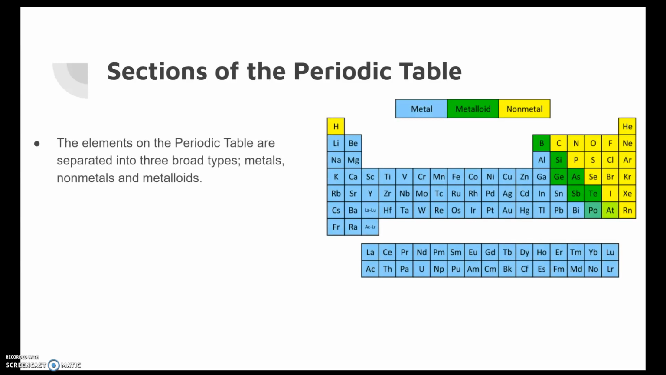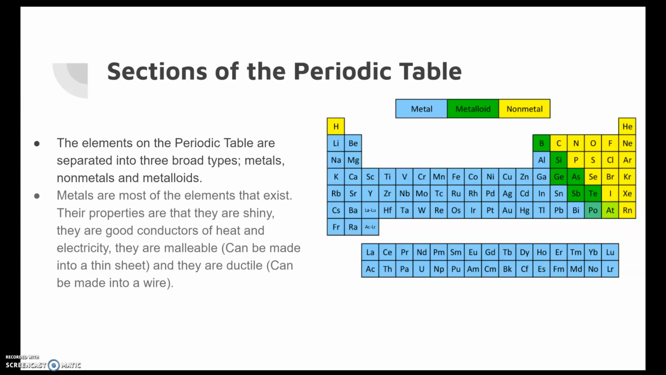Here are all the sections of the periodic table. They're separated into three broad types. The metals make up the most, or the biggest quantity, of elements within the periodic table, and they're shaded in blue. The metalloids have both metal and non-metal characteristics, and you can see them in the descending staircase, shaded in green. And finally, the non-metals are shaded in yellow, and these have specific characteristics as well.